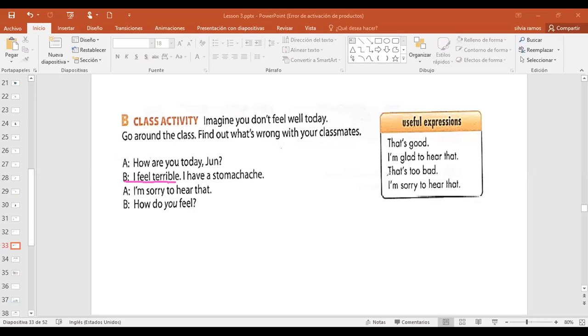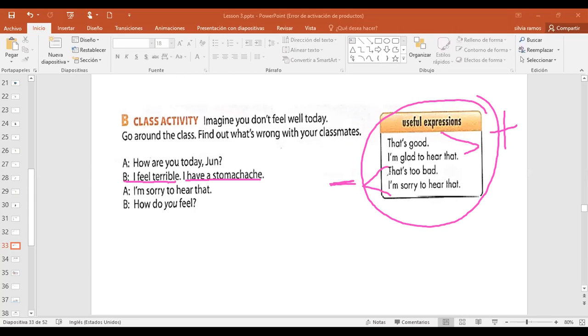I feel, I have, right? I feel terrible. I have a stomachache. And then we are going to use these useful expressions. These two are positive, and these two are negative. It's, oh, that's good. I'm glad to hear that. They said, that's too bad. Oh, I'm sorry to hear that.